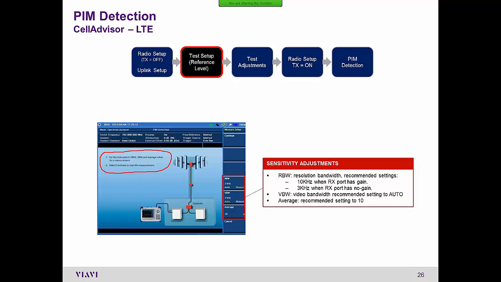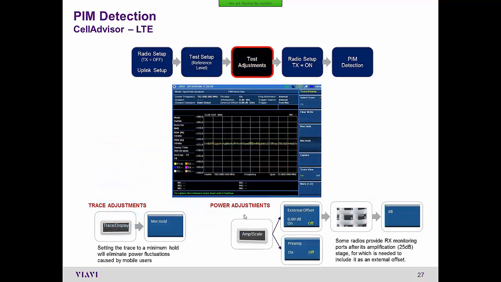And you can turn on some averaging. Typically, it's recommended about 10 averages. That way you slow down. If there are any mobiles there, it'll average those out, and you'll be able to see the actual PIM. Ultimately, the PIM detection feature will take you into a screen that shows you the trace.